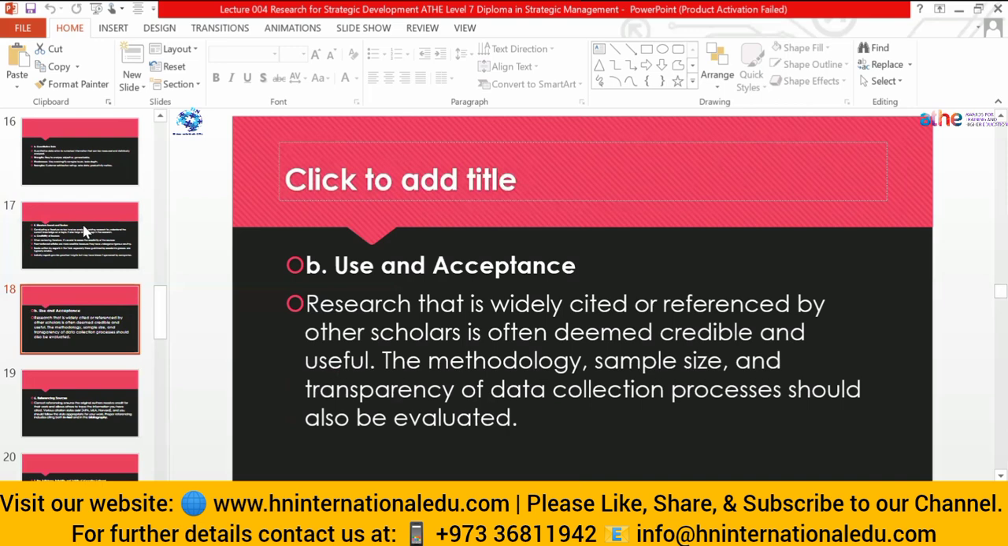Research that is widely cited or referenced by other scholars is often deemed credible and useful. The methodology, sample size, and transparency of data collection process should also be evaluated. Now, the methodology, sample size, transparency of the data collection, these are actually discussed in the whole thesis paper. We talked about what the sample size is, whether it's youth or elderly people, or the older ones, and how many. We discussed everything in it.